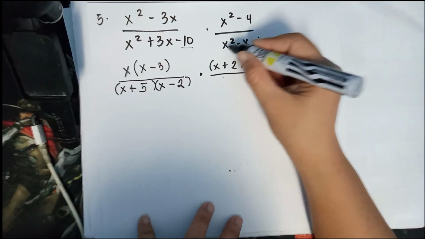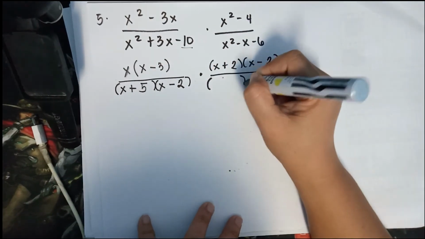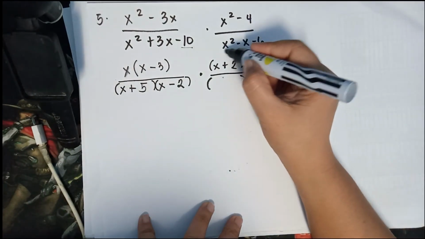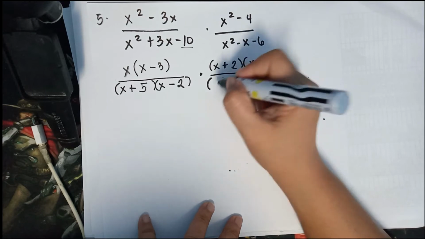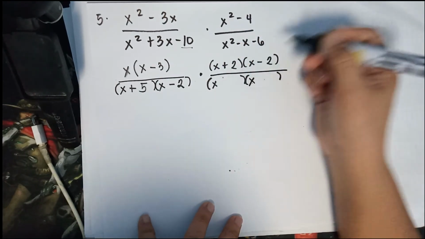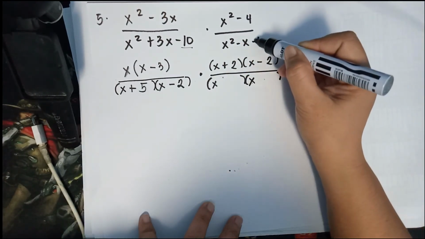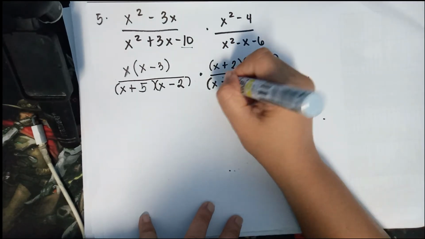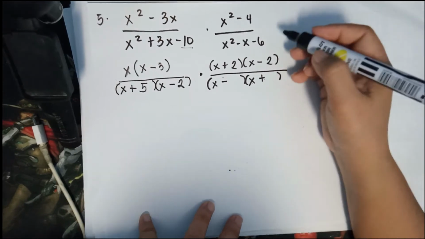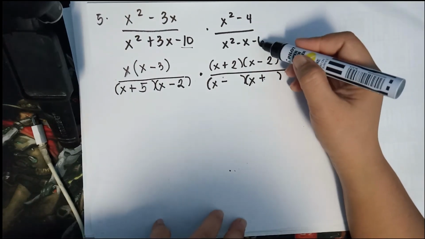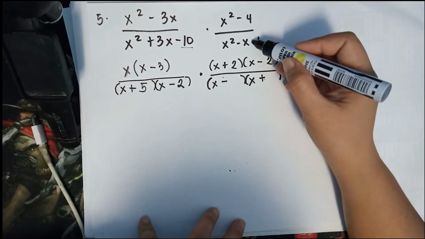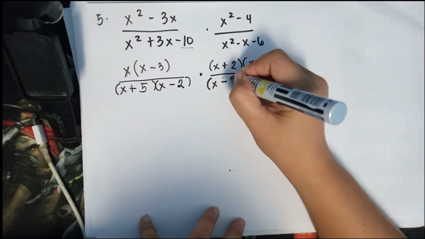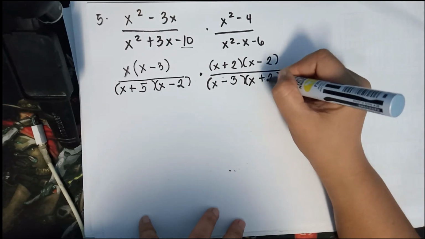Over. Since this is a trinomial, we will construct again two parentheses. Factors of x squared, x. And since our last term is negative, that means they have different signs. Now, what will be the factors of 6 that if you will subtract, the answer is negative 1? That is negative 3 and positive 2.